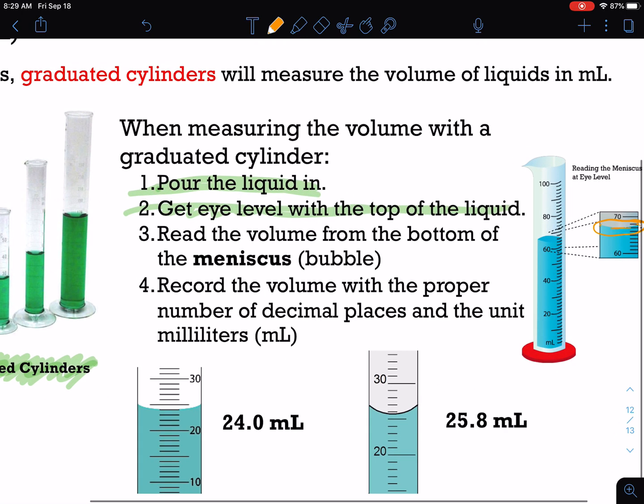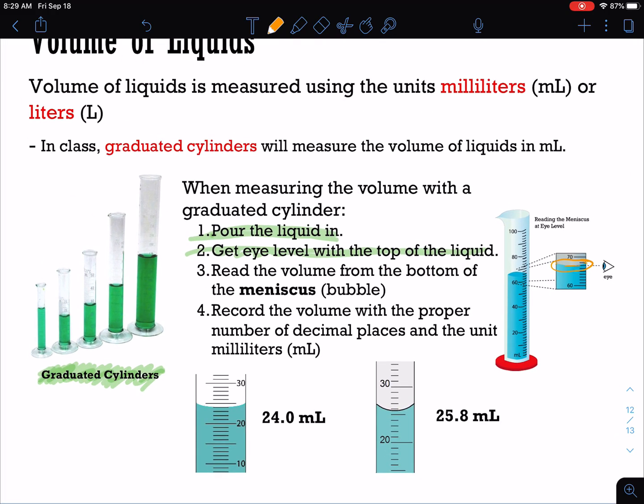And then after you read from the bottom of the bubble or the bottom of the meniscus, all you're going to do is record your volume to the proper number of decimal places. In this class, the proper number of decimal places is most likely 1 decimal place. Most of your measurements, or almost all of your measurements, will be in 1 decimal place. So length and mass have 2 decimal places. Volume with our graduated cylinders that we are using in class is going to be 1 decimal place.